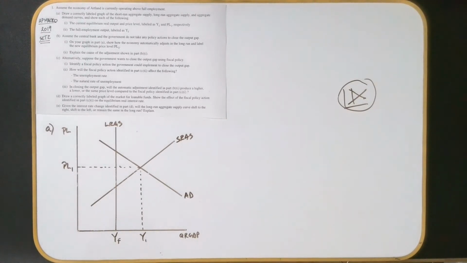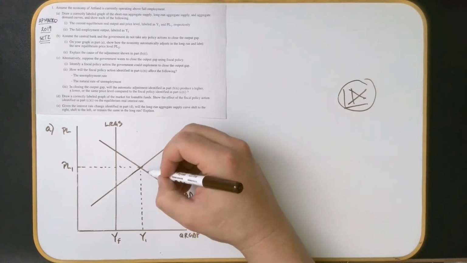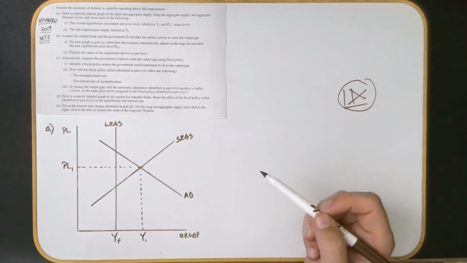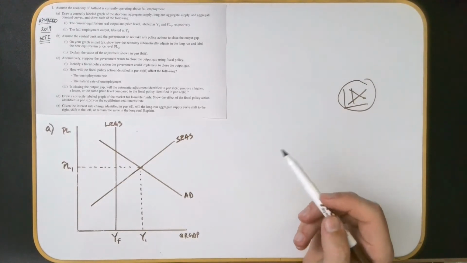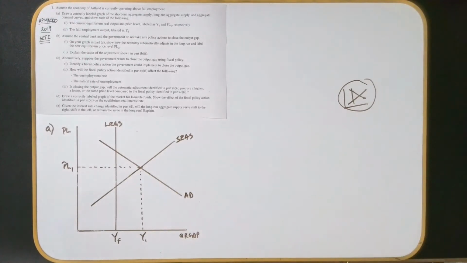All right, part B says, assume the central bank or the Fed and the government do not take any policy actions to close the output gap. So we go a little Hayekian Austrian school, just leave it alone. We do very little here. We don't intervene. We let the economy self-correct. So that's the approach, and it says, on your graph, show how the economy is going to adjust in the long run and put your new equilibrium as PL sub 2.